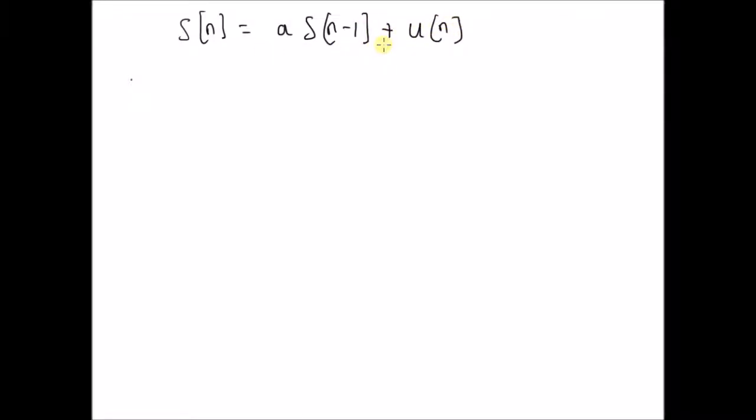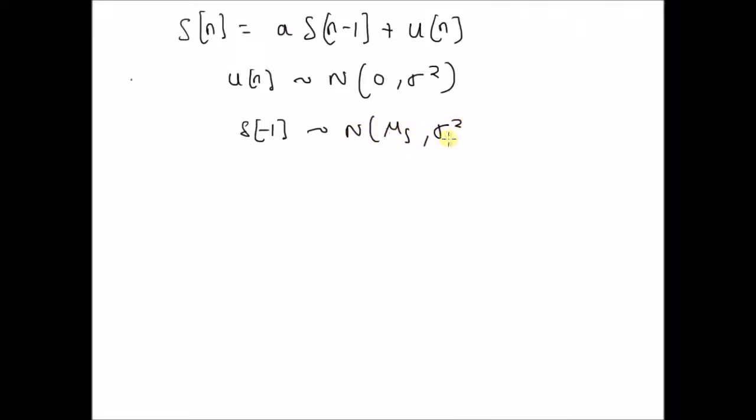This is the first order Gauss Markov process where the error term U of n follows a Gaussian distribution with mean 0 and variance equal to sigma square. And the first state, that is S of minus 1, also follows a Gaussian distribution with mean mu s and variance sigma square s. Excuse me, this should be sigma square u. So our goal is to derive recursive expressions for the mean.